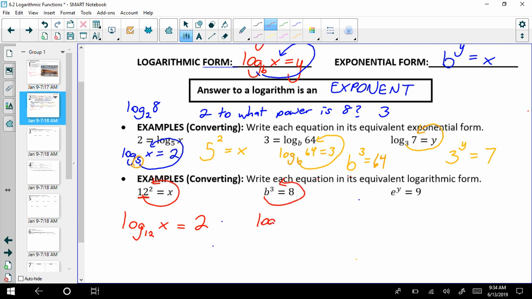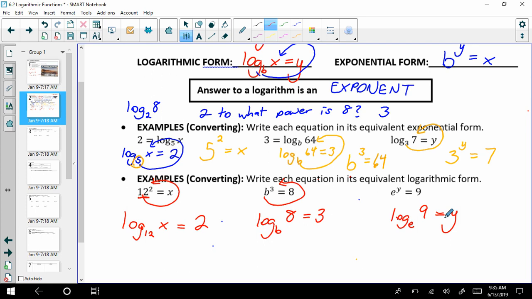So log with a base of b, because that was the base, and then the 8, and the answer to it should be the exponent. That was 3. Next one, log base e. Remember, e was 2.72. It's a number. And then 9 equals my exponent of y. So we just got to get used to going back and forth between the notation.